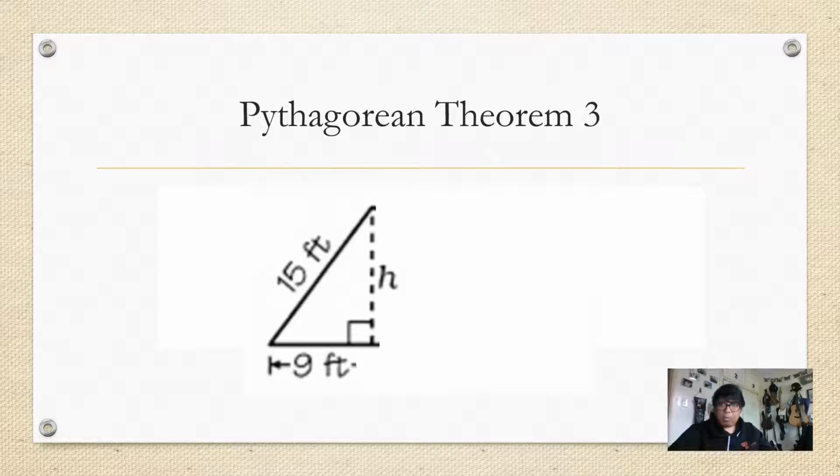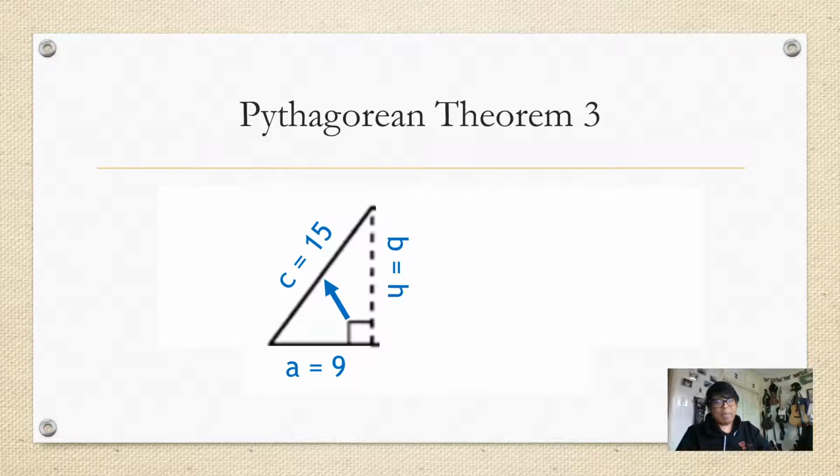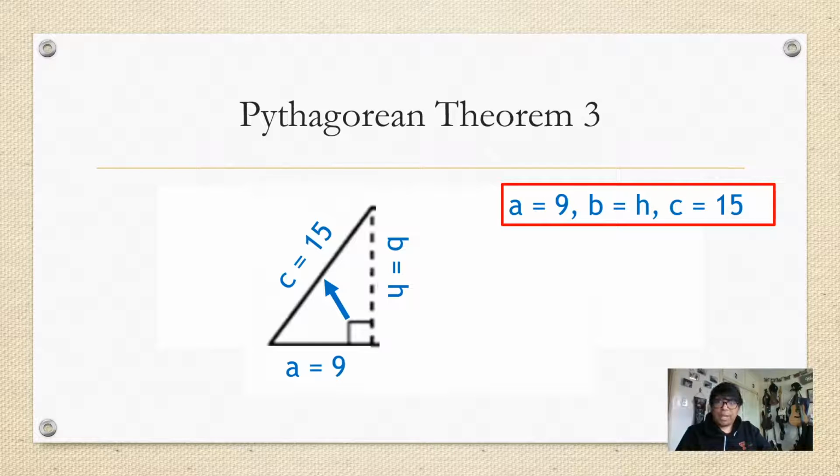And just like the previous problem, we're going to try to figure out which side goes with a, b, and c, starting with the most important side of a right triangle, the hypotenuse, opposite the right angle. So this is pointing directly at the 15. So C is 15. I have a side that's parallel to the bottom of the screen, so I'm going to let that be a. So a is 9. And that third side, I'm going to say b is the same thing as h. So when I put this together, a is 9, b is h, and c is 15.